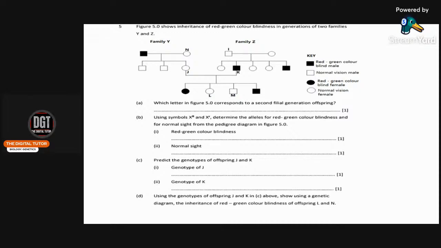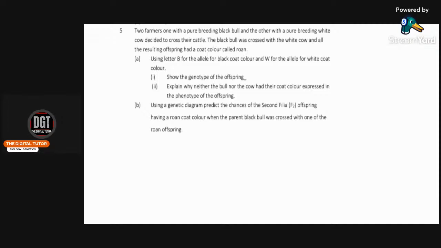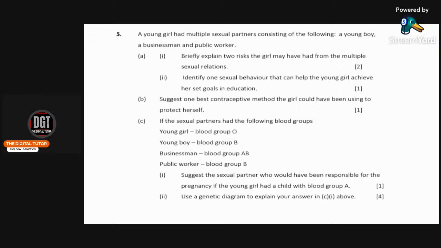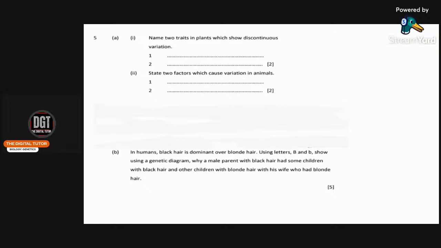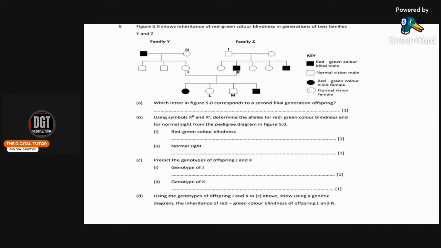Okay, so let us answer. Let me see if there's a different question that we can answer. Show the genotype of the offspring. Briefly explain the risk of a girl having multiple defined sex-linked characteristics. State the number of chromosomes in the nucleus of a haploid cell. Okay, so let us answer this question. I think it could be the last one, so that we can arrange some other time maybe to meet, or I'll do the recording for the whole thing.